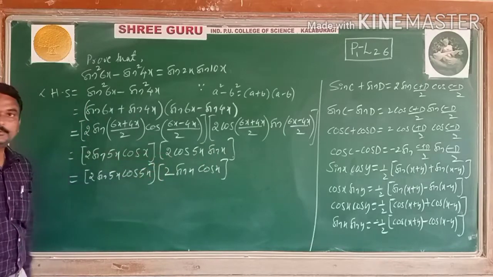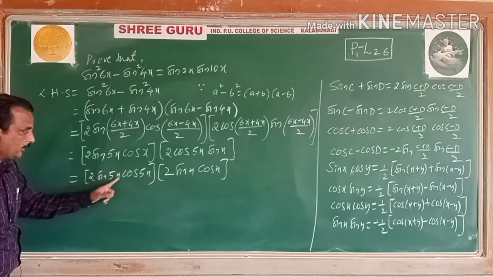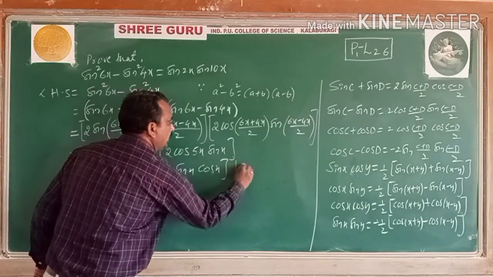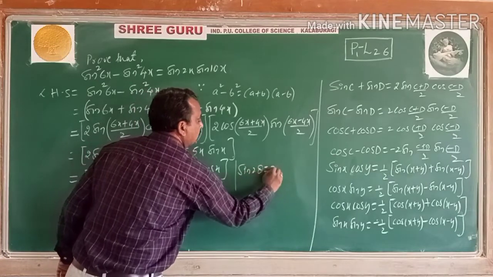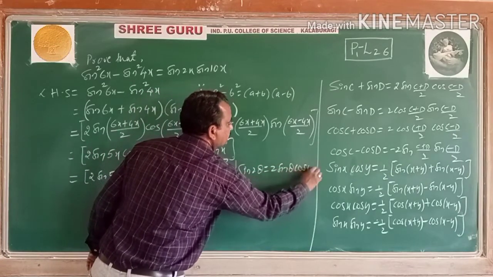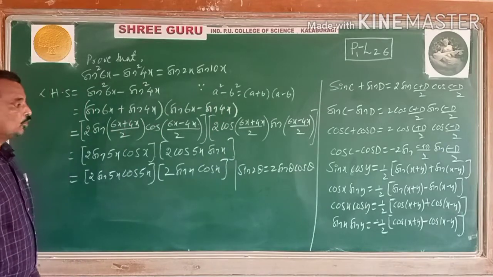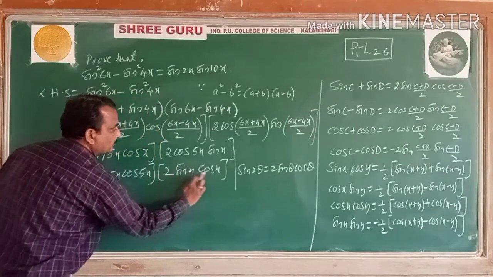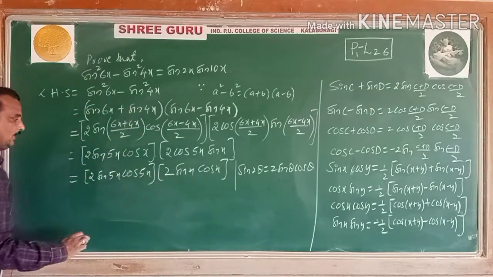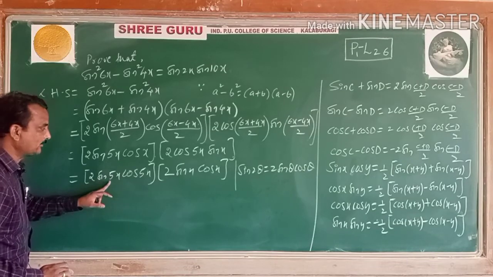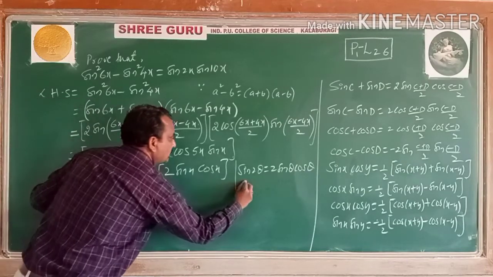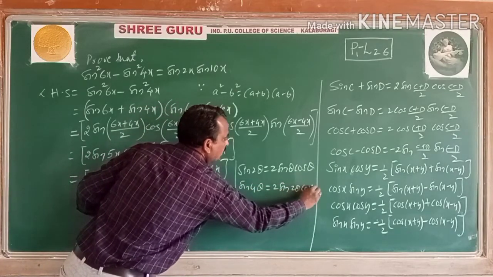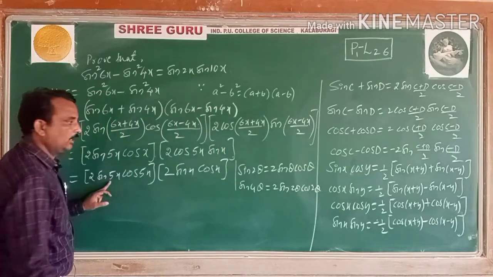Two 2's are there here. And now see what it becomes: 2 sin 5x cos 5x, 2 sin x cos x. You know very well, what is sin 2 theta? 2 sin theta into cos theta. Is it? Sin 2 theta is equal to 2 into sin theta into cos theta. Clear all of you? Then what it becomes? 2 sin x into cos x is sin 2x. Then what does this become? Sin 4 theta is equal to 2 sin 2 theta into cos 2 theta. Clear all of you? Yes.